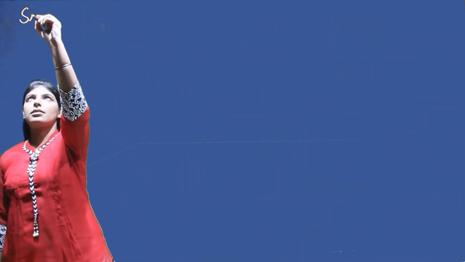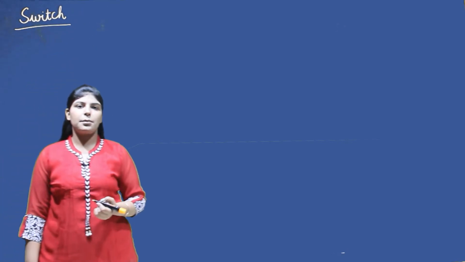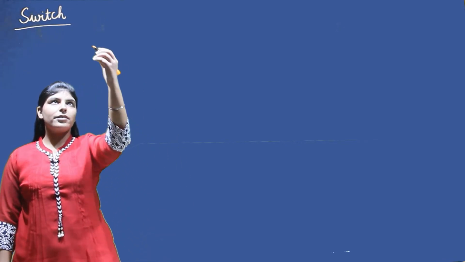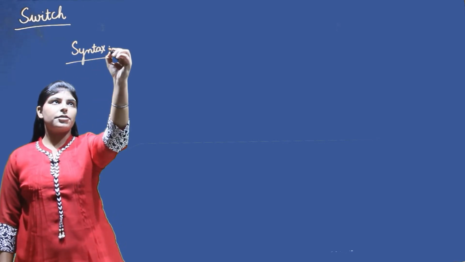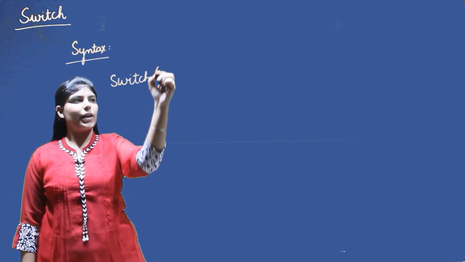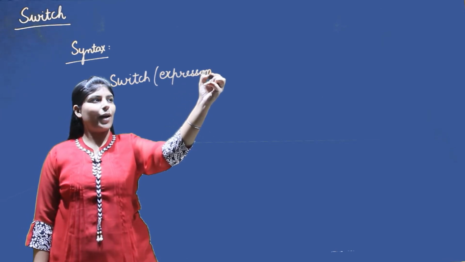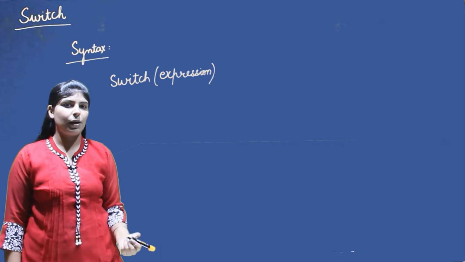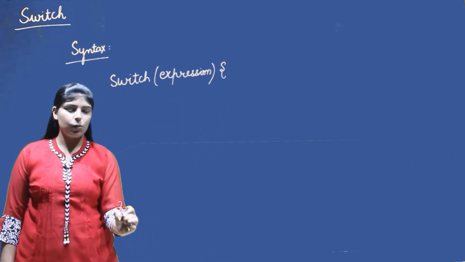Next type of conditional statements are switch statements. In a switch statement, we can check a variable for equality against multiple values. Let's see the syntax. First we write the keyword switch. Then we write an expression in parentheses. Now the value of this expression is checked against multiple values. We start the switch block with curly brackets and end it with closing curly brackets.